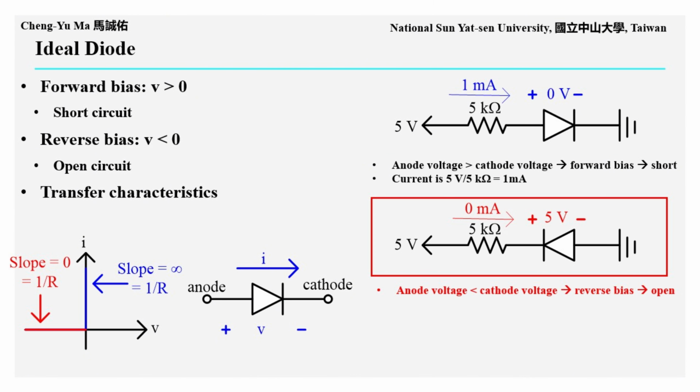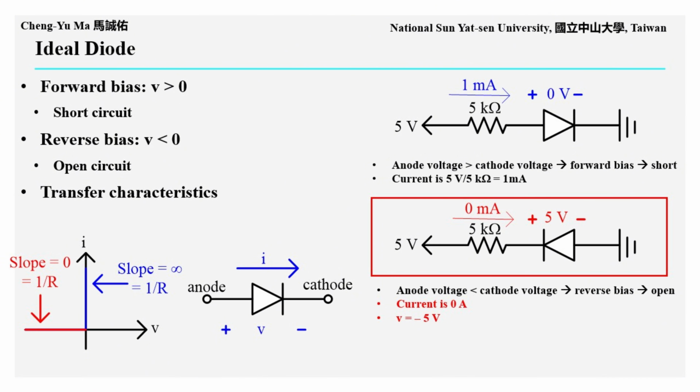If the diode is connected in the opposite direction, as shown in the lower right figure, the anode voltage is lower than the cathode voltage. Therefore, the diode is reverse biased and is equivalent to an open circuit. Therefore, the current in the entire current path is 0 amperes.